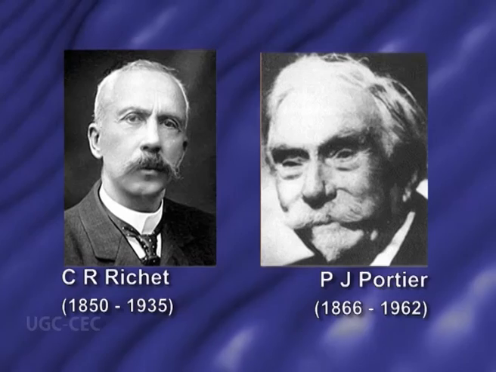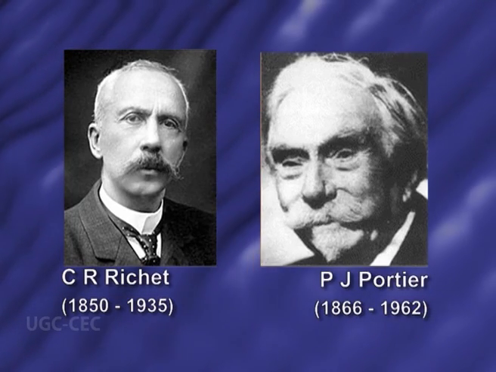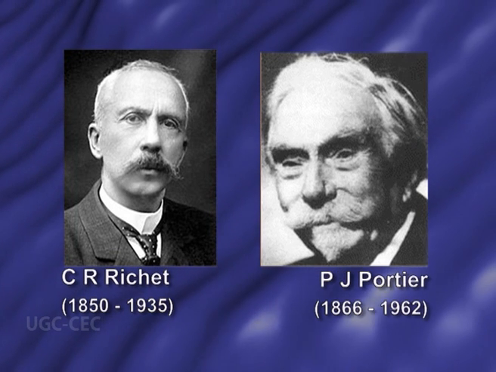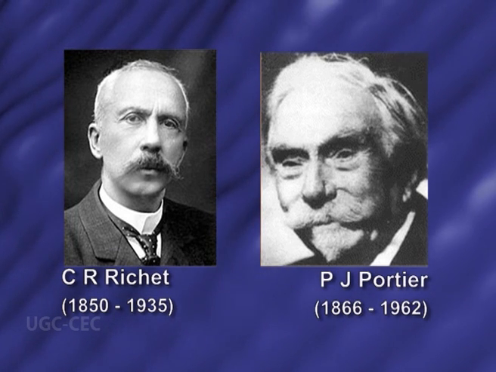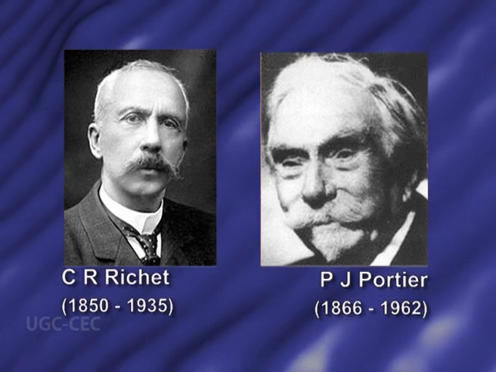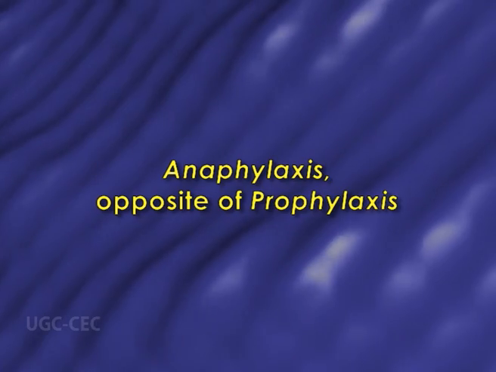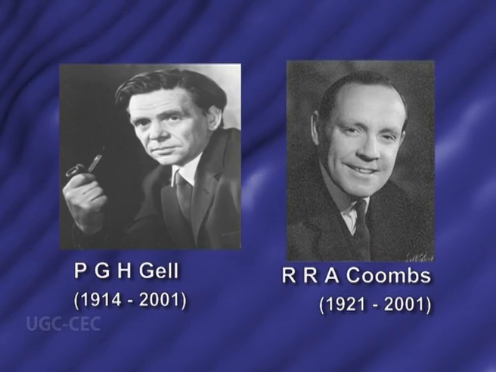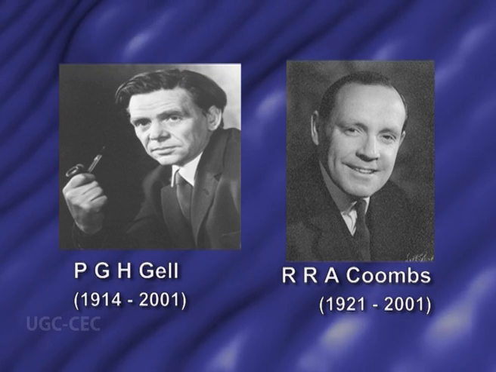Hypersensitive reactions were first discovered by Charles Richet and Paul Portier. They noticed that some individuals overreact in the presence of some antigens, and they coined the term anaphylaxis, the opposite of prophylaxis. Later, different types of hypersensitive reactions were found, and Philip Gell and Robert Coombs classified all the hypersensitive reactions into 4 groups.